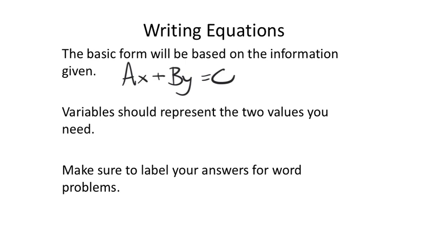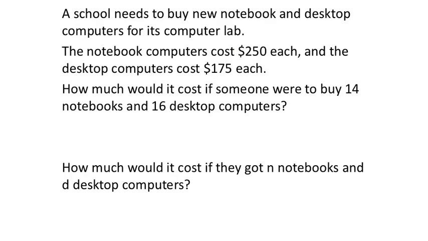And then even on these problems, just like we saw with substitution, they should tell us what the variables should be, like maybe n or y or x, doesn't matter. And then at the end, we'll make sure that we label our answers because these are word problems. So here we go. A school needs to buy new notebook and desktop computers for its computer lab. The notebook computers cost $250 each, and desktop computers are $175 each. How much would it cost if someone were to buy 14 notebooks and 16 desktop computers? How much would it cost if they got N notebooks?